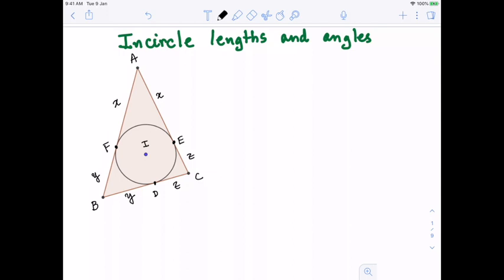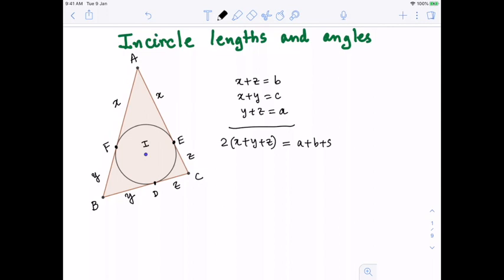Okay. All right. So now we write down a system of equations in terms of the sides of the triangle. X plus Z is equal to B. X plus Y is equal to C, and Y plus Z is equal to A. Now if we add these equations up, each of X, Y and Z comes twice. On the other side you have A plus B plus C. Therefore X plus Y plus Z is A plus B plus C by 2, which is basically the semi-perimeter. So X plus Y plus Z is S.